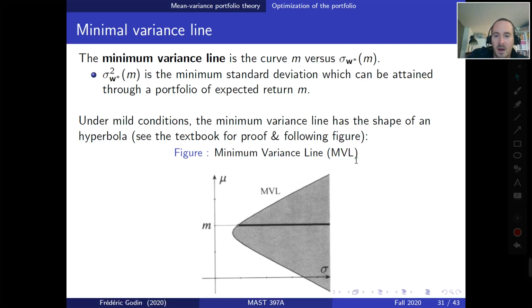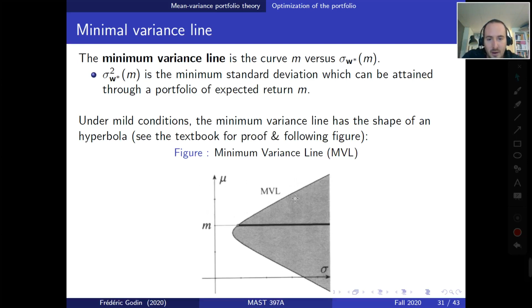So we can make the following plot. We have M, the expected return, on the y-axis, and on the x-axis we plot the standard deviation of the optimal portfolio which has an expected return M. And it is possible to show, under mild conditions, that the minimum variance line has the shape of a hyperbola. Again, we won't go through all these proofs, but they can be found in the textbook I referred to at the beginning of the chapter.